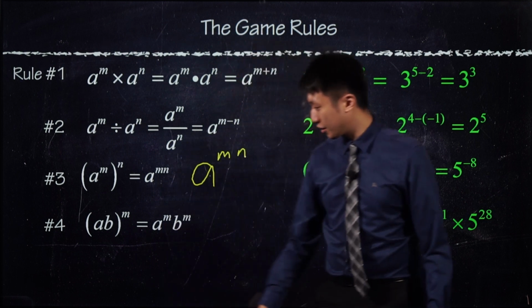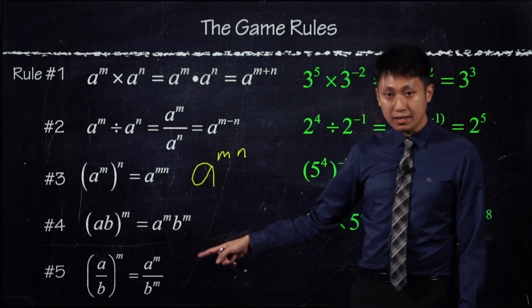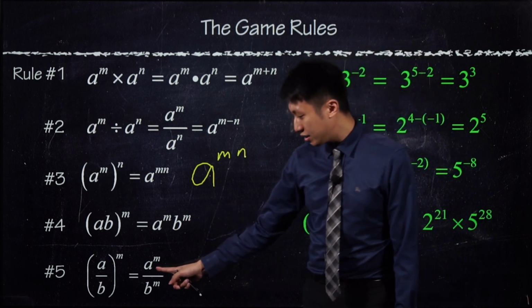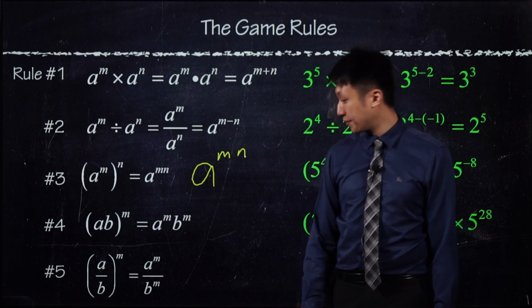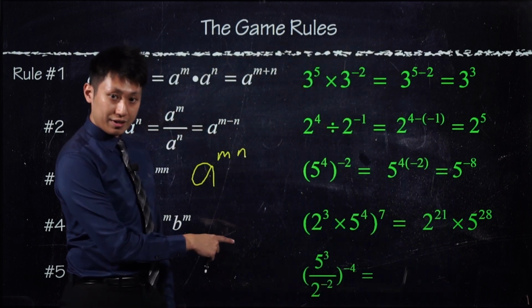No problem. Go next. Last one. a divided by b, the whole thing to the power of m, is equal to a to the power m divided by b to the power m. So now let's look at this. Difficult? No, you can try it yourself, right?